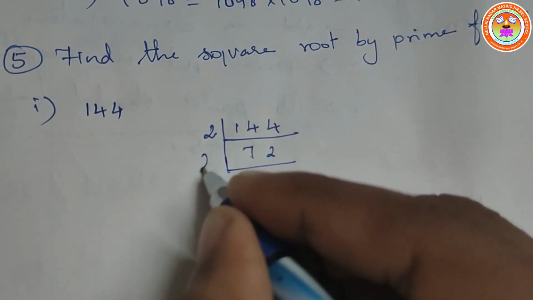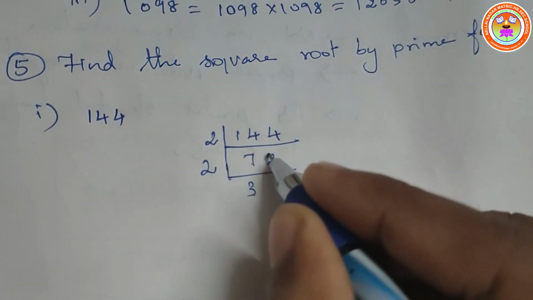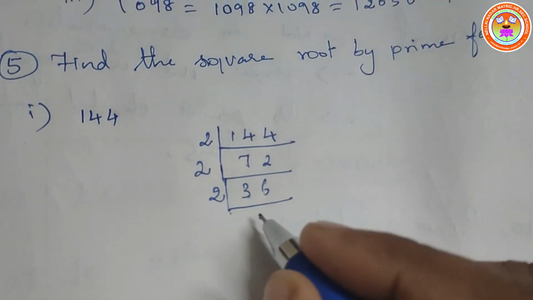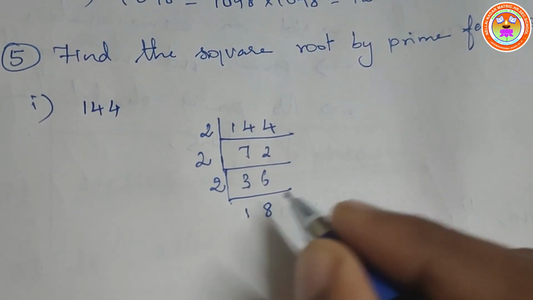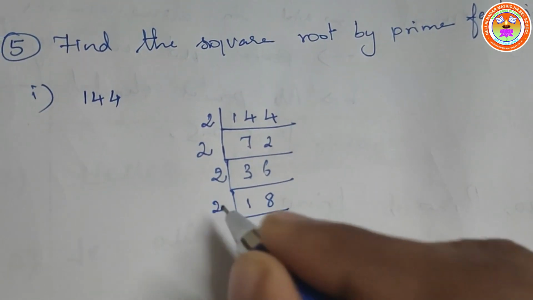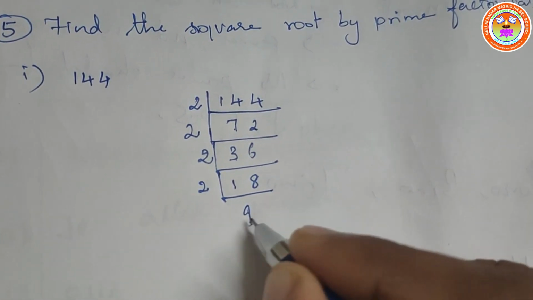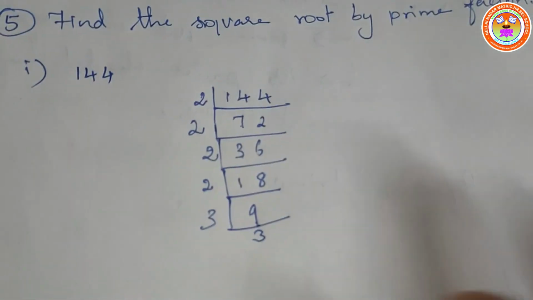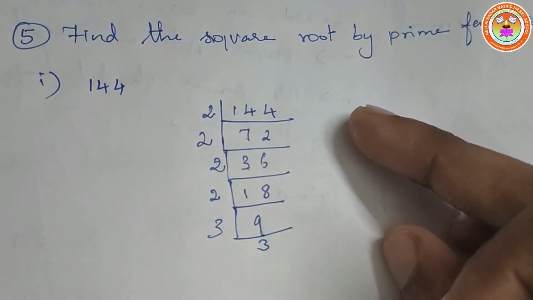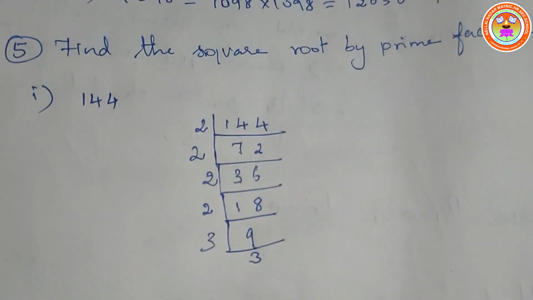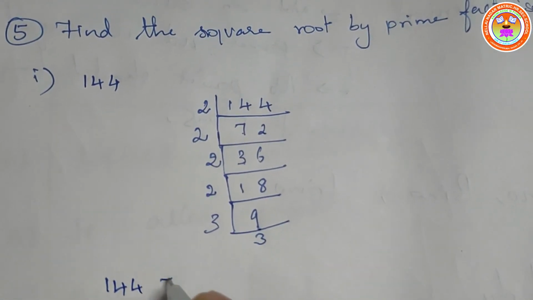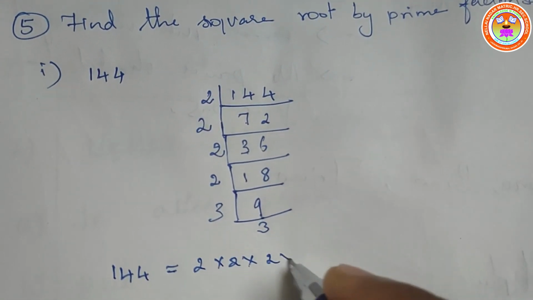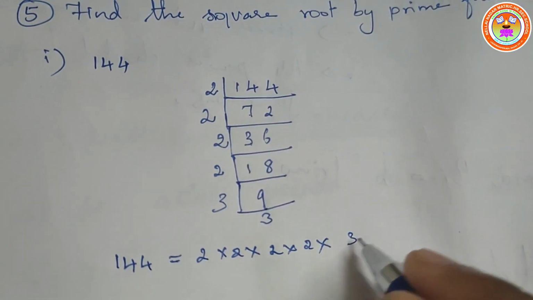Again you will use the 2. 3 2s are 6, remainder 1, 12, 6 2s are 12. Again you use 2. 1 2 is 2, remainder 1, 8 2s are 16. Again you use 2. 9 2s are 18. Here 9 comes in the 3 tables, 3 3s are 9. This method is called the prime factorization method. After this, you will write 144 is equal to, write the factors, 2 into 2 into 2 into 2 into 3 into 3.